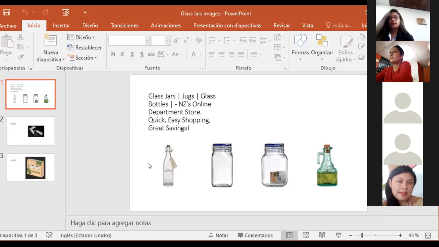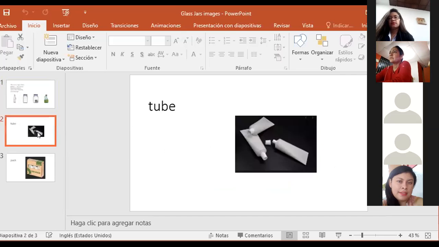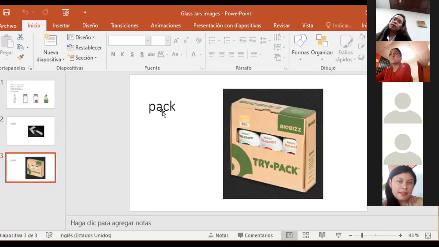Yes, okay. Another one is the tube. For example, a tube of toothpaste, or an ointment, or sometimes any other kind of special creams, or also for some makeup.